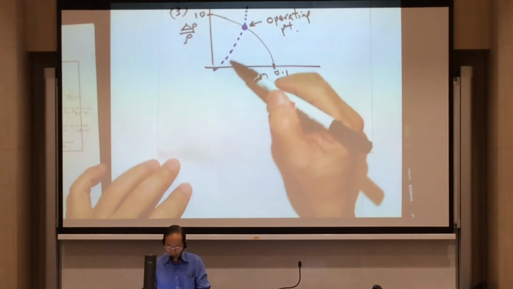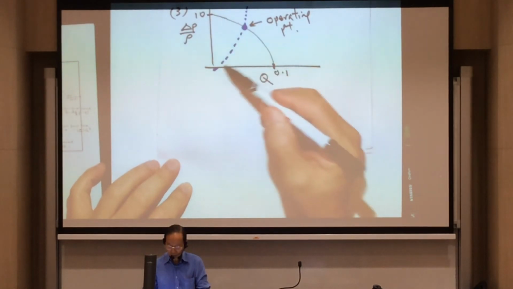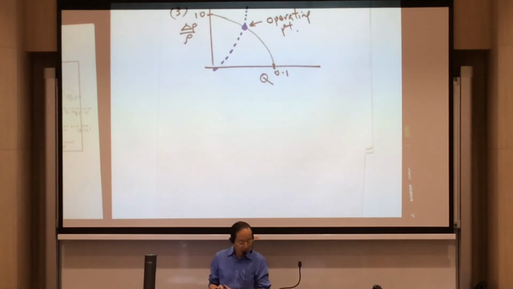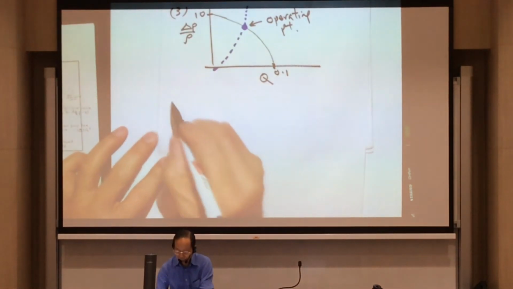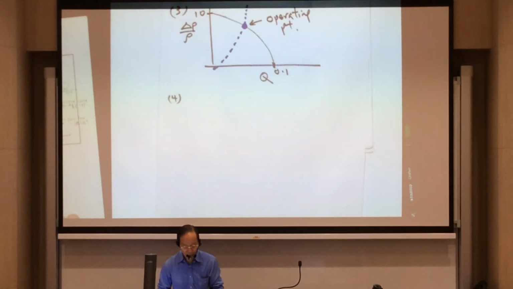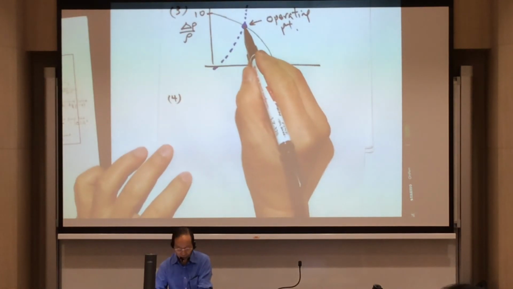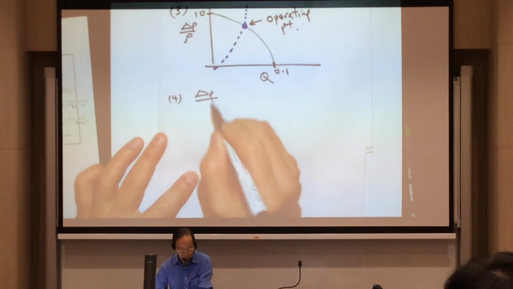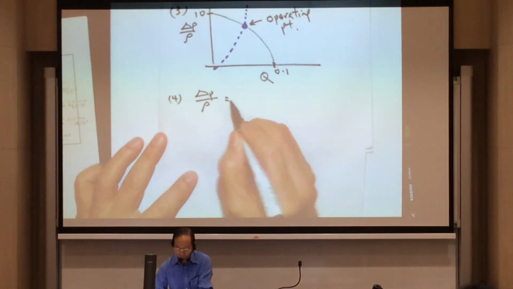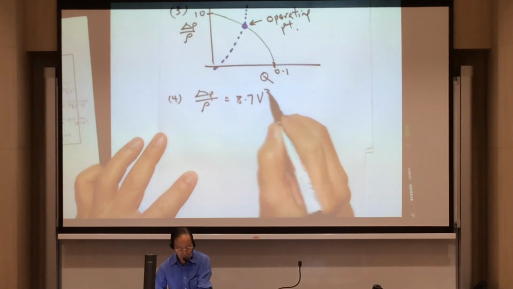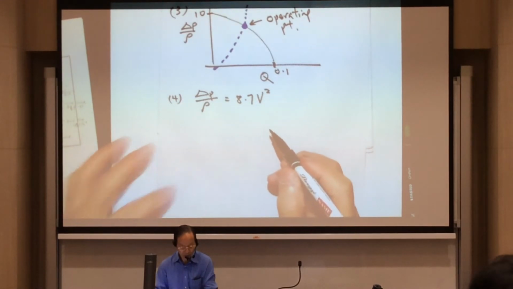So the pipe system and the pump. Okay, next, calculate the amount of pressure drop at the operating point. So this is the operating point. The pressure drop, delta P over rho, we got it as equal to 8.7 V squared.